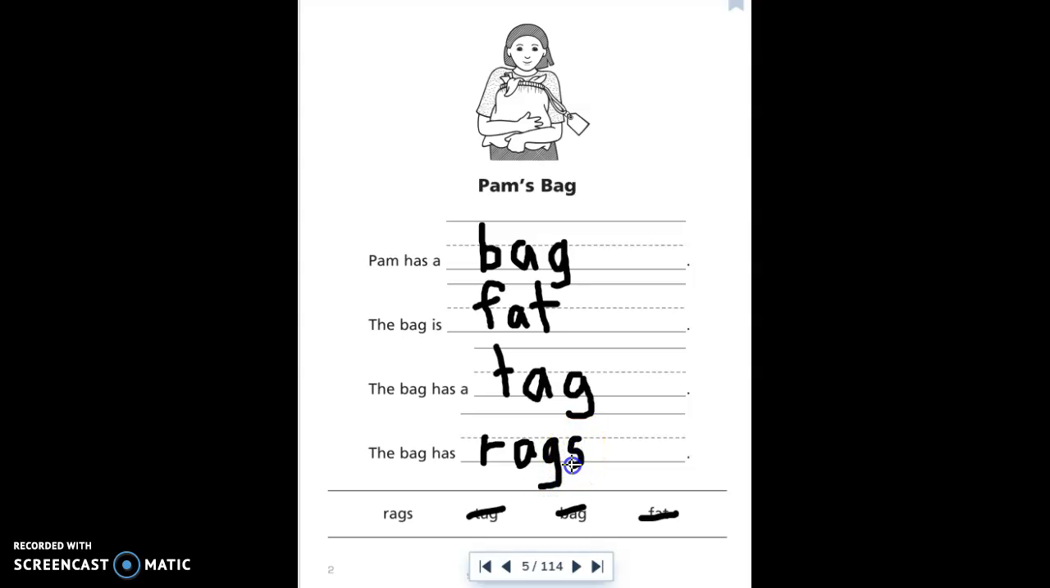R-A-G-S. So bag, tag, rag, all rhyme. They all end in the AG. Okay? I don't need to add a period because they already put the period at the end of my sentences. That's all you need to do for today, so good work.